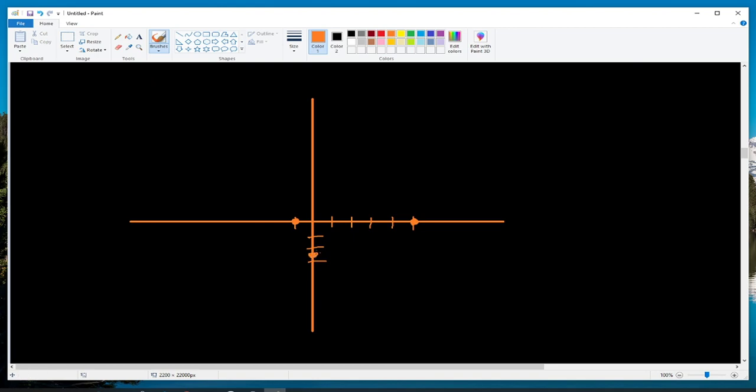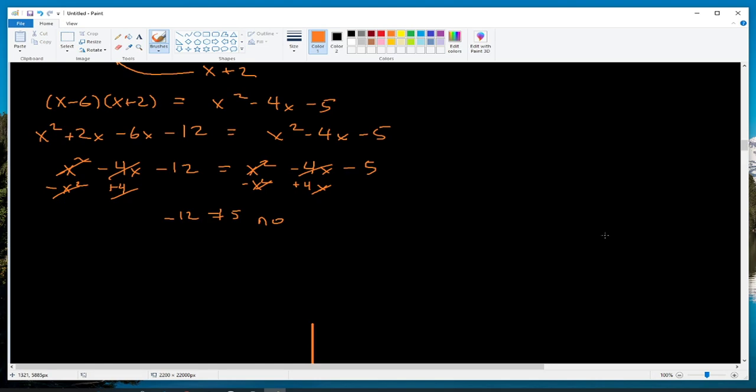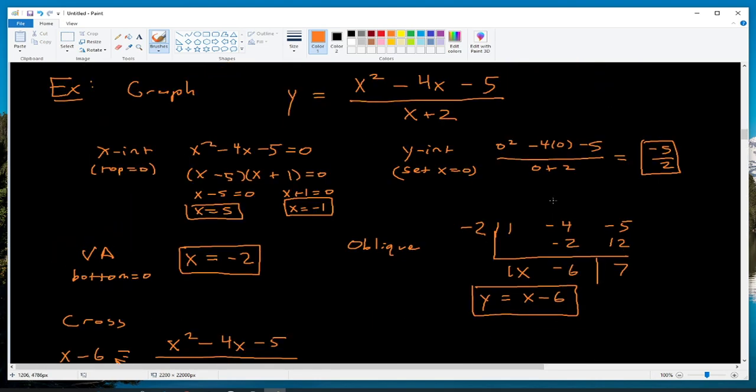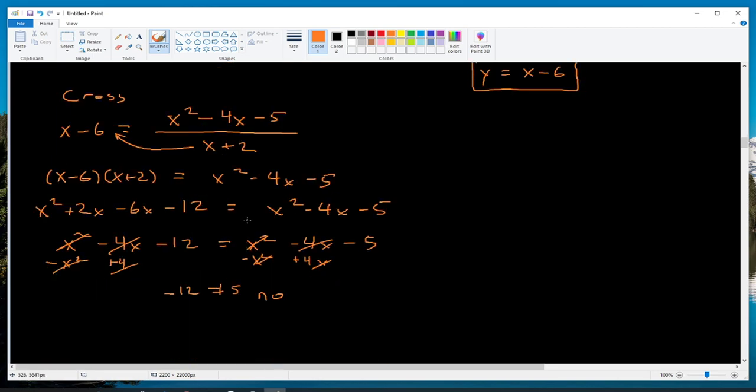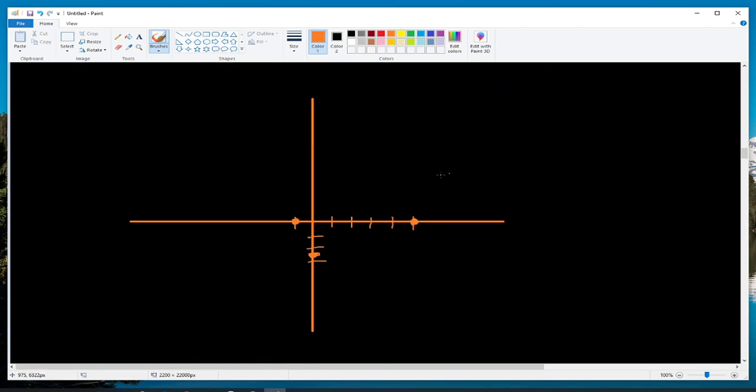And let me look at it again and make sure I got it on the right side of the graph, because last time I put it on the wrong side of the graph and that messed everything up. It is negative 5 halves, so that should go in the right spot there. Vertical asymptote at negative 2. So we have this dotted up and down line at negative 2.